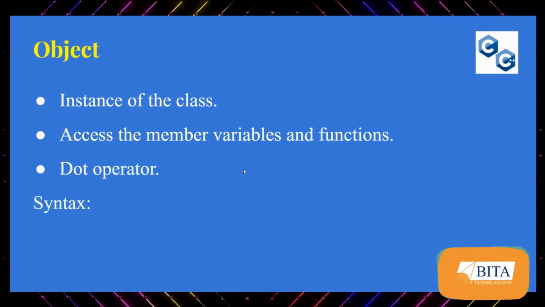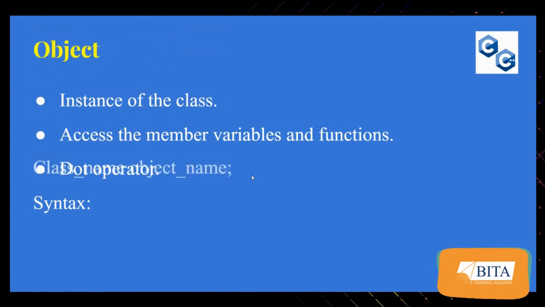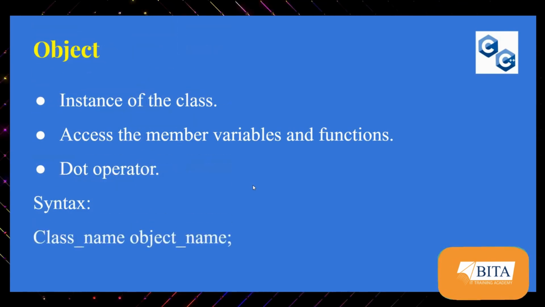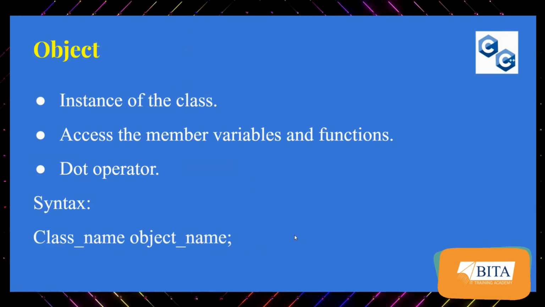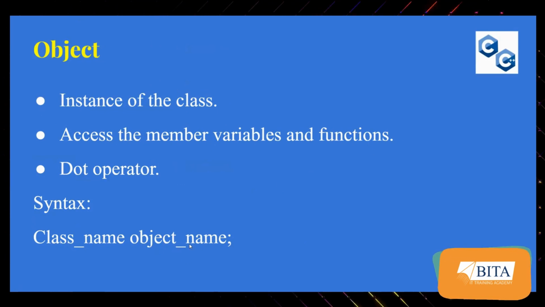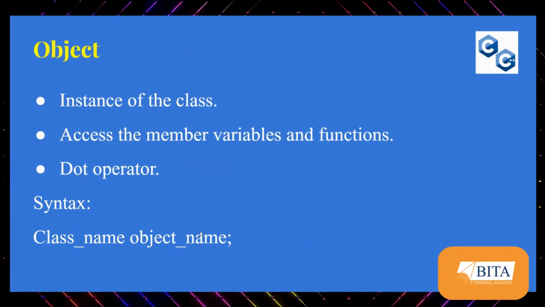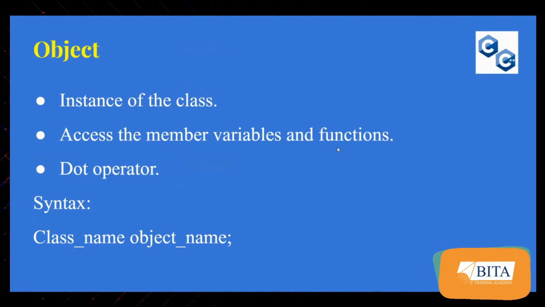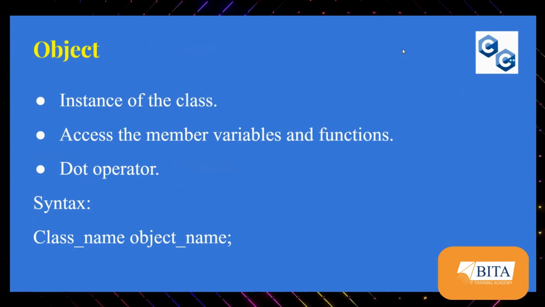So how will you declare an object? It is done inside the main function. The syntax is class name, space, object name. In order to access those member variables or functions, we use object name dot the variable, or object name dot the function.